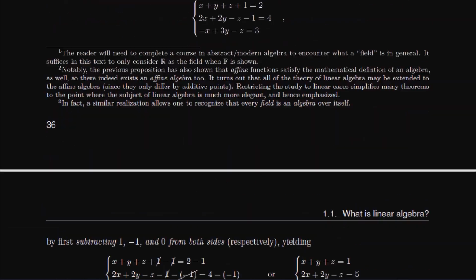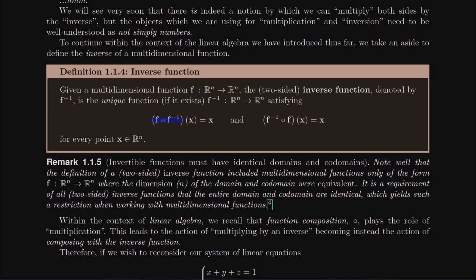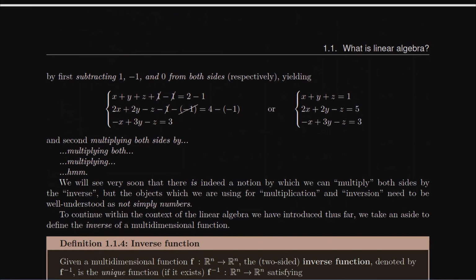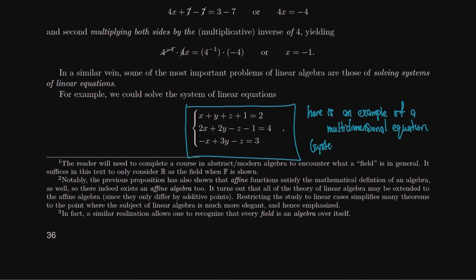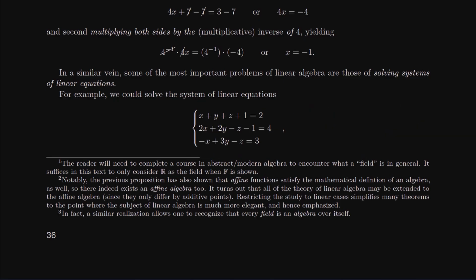Why do we care about function inverses then? In a linear algebra context, why do we care about these multidimensional inverse functions? Well, multidimensional equations look like this. Here is an example of a multidimensional equation. It's really a system of equations, right? We've been working with these before. We've been working with multidimensional equations before, we just never necessarily called them multidimensional equations. We called them systems of equations. So what would it mean to invert the function that represents this equation?